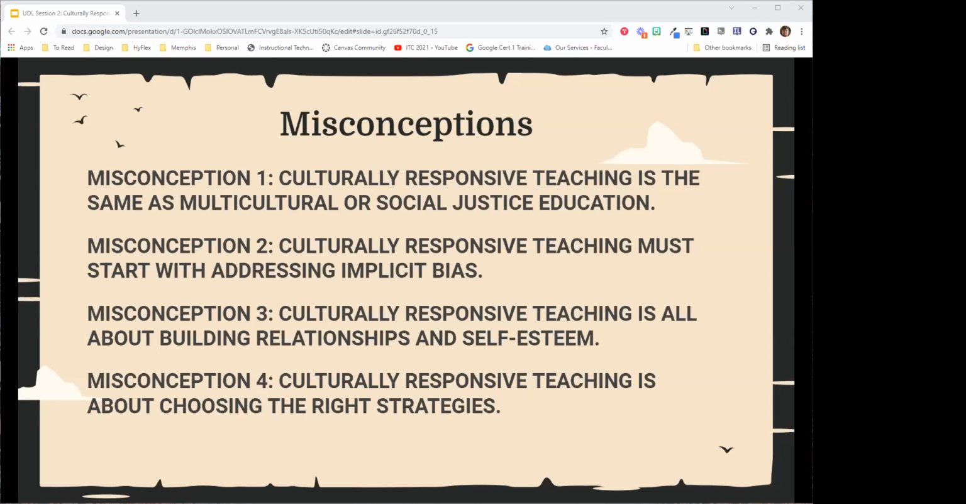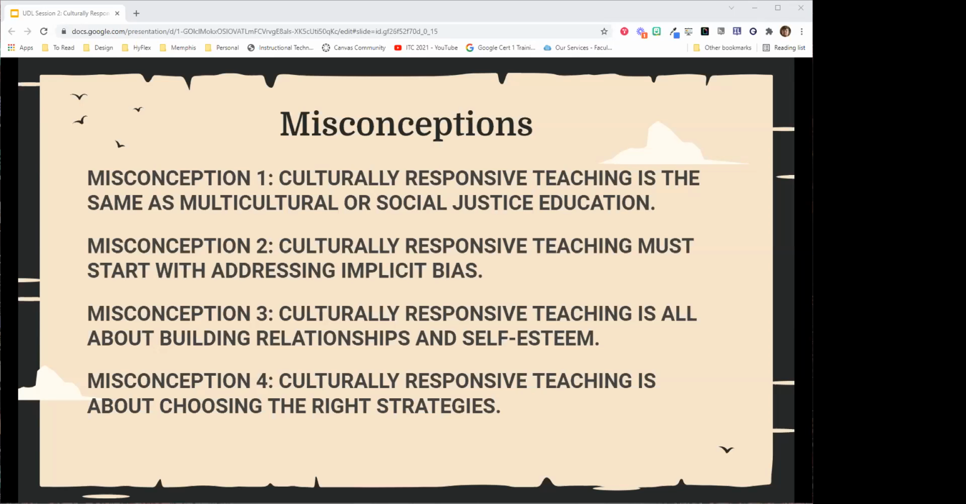Another one is that culturally responsive teaching must start with addressing implicit bias. That's not necessarily true. It doesn't necessarily start with addressing implicit bias. That can be helpful, but it's not necessary. Rather, culturally responsive teaching needs to start with an awareness of culture, not necessarily our bias in cultures, but what our cultures are. That's where it starts.